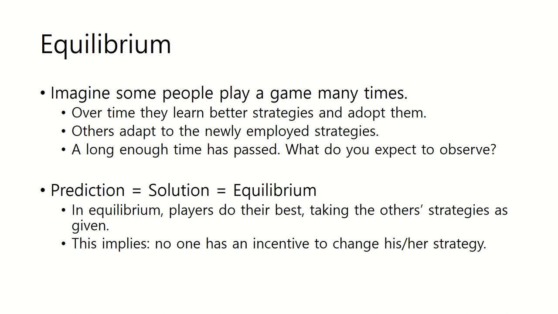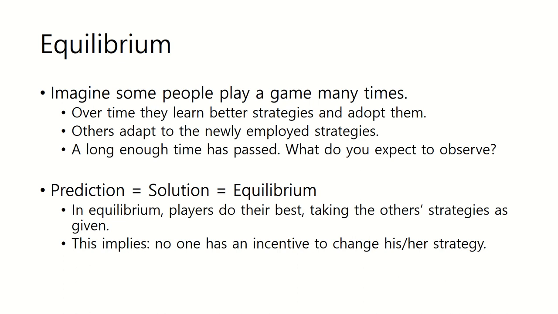And we'll call it prediction, and I want to claim that that prediction is reasonable, because after a long enough time of interaction, long enough time of adjustment of their strategies, eventually they will reach a point where nobody has incentive to change their action or strategy. So that state, that situation, is stable and it will persist.